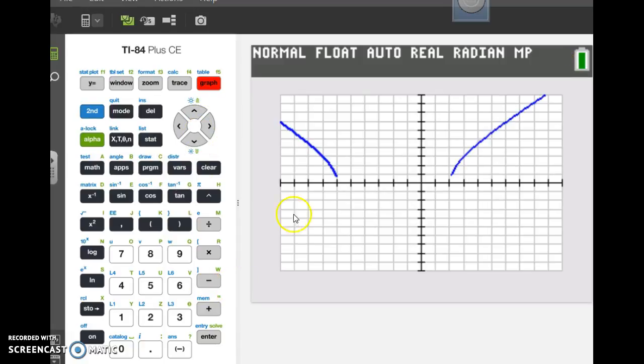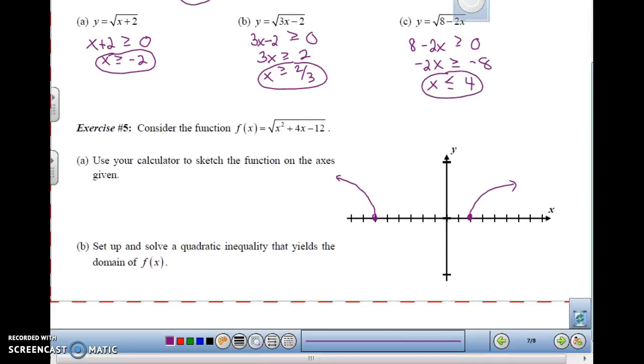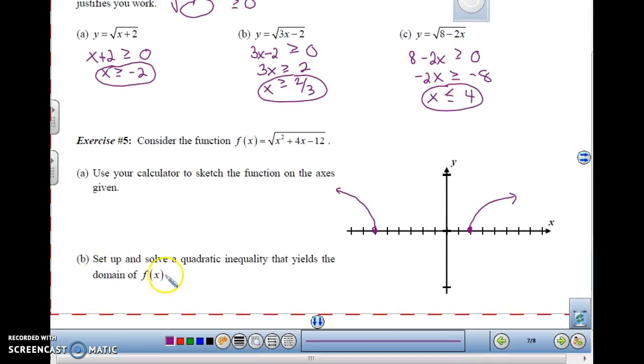Okay, so look at our values that we have here. It starts at 1, 2, 3, 4, 5, 6, negative 6, and positive 2, and it goes like this. 1, 2, 3, 4, 5, 6, and goes like this. And then at positive 2, it would go like that. Now, how do we know those were the values? Well, set up and solve a quadratic inequality that yields the domain of x.